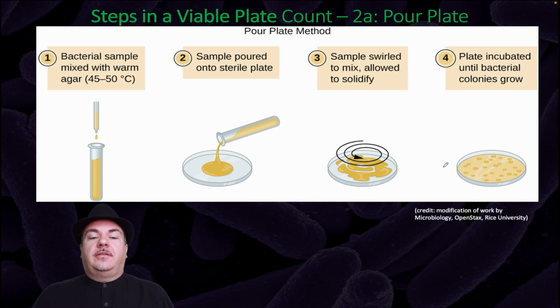Well, there's 2 different methods. One is a pour plate method. That's where a bacterial sample, after it's been serially diluted, is mixed with warm agar. The sample is then poured onto a sterile plate. The sample is swirled to mix and then allowed to solidify. And the plate is incubated until bacterial colonies grow.